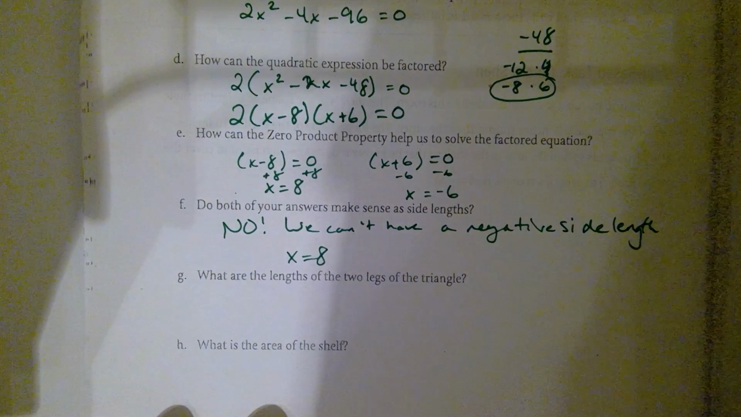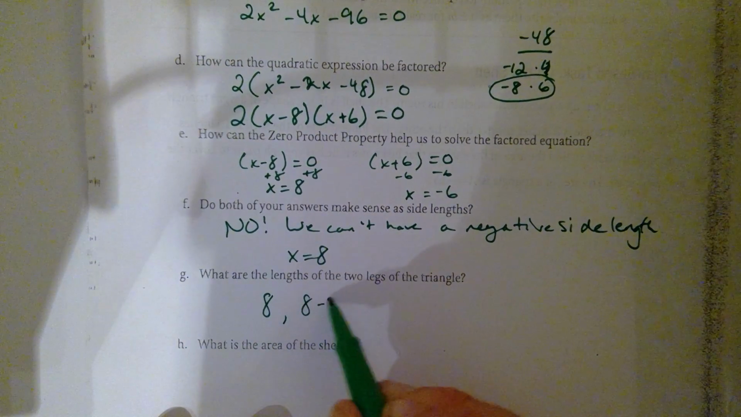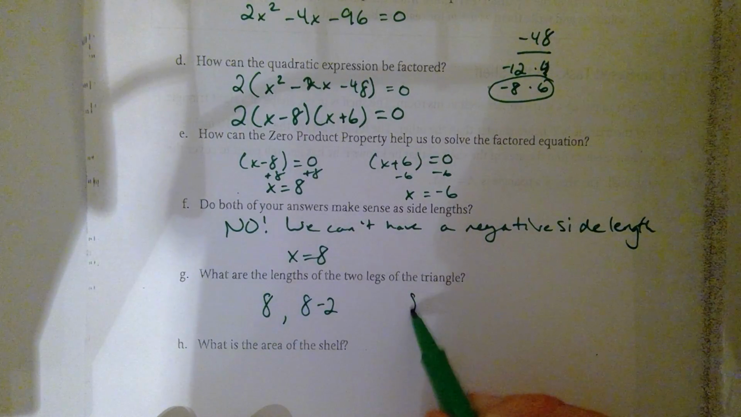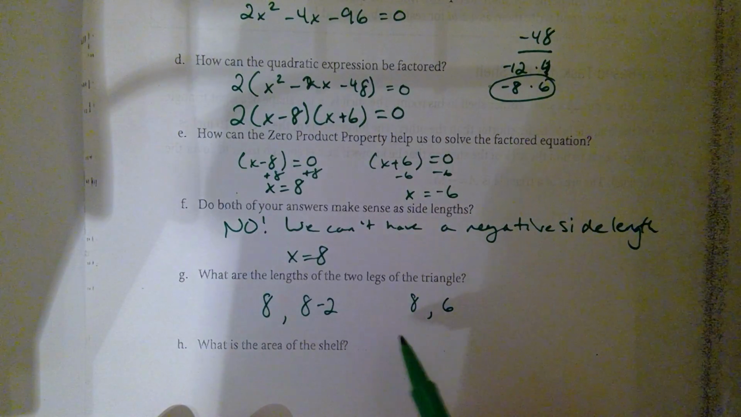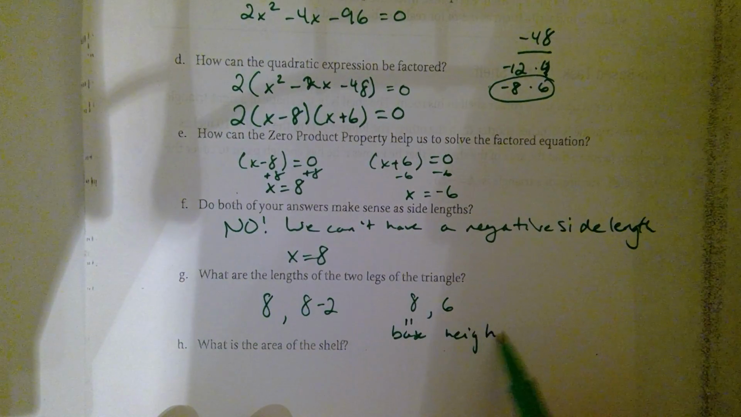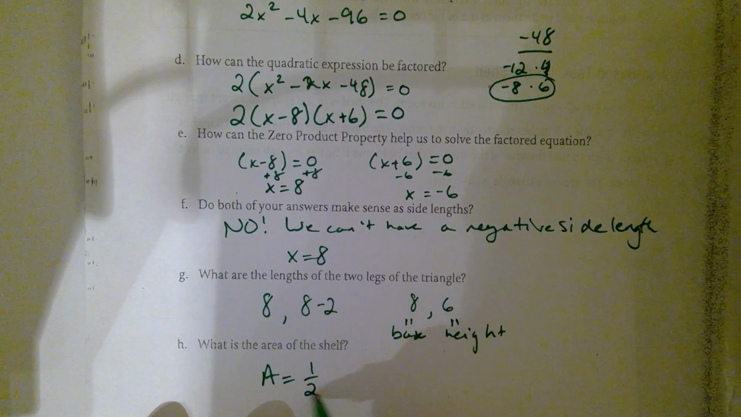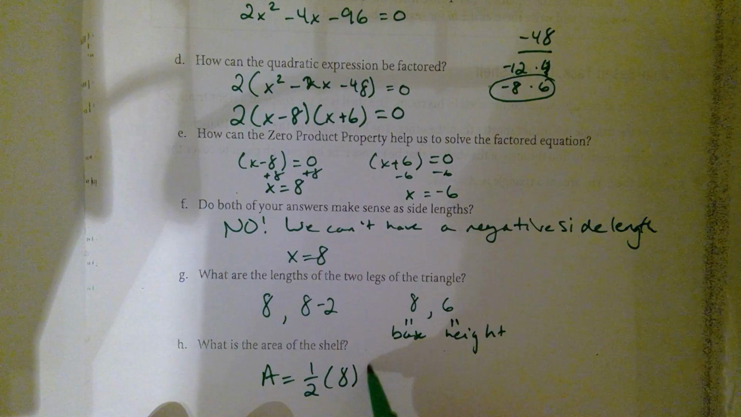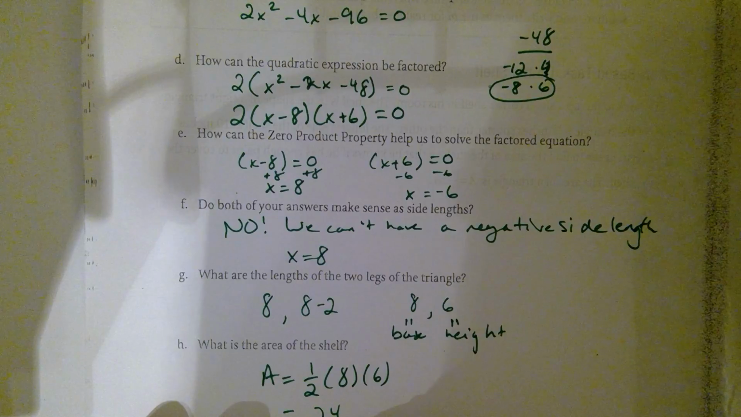We can now plug this into our legs. So we had 8 and we had 8 minus 2, so we have a length of 8 and a length of 6. So there's our base, here's our height, and so our area equals 1/2 times 8 times 6, which equals 24.